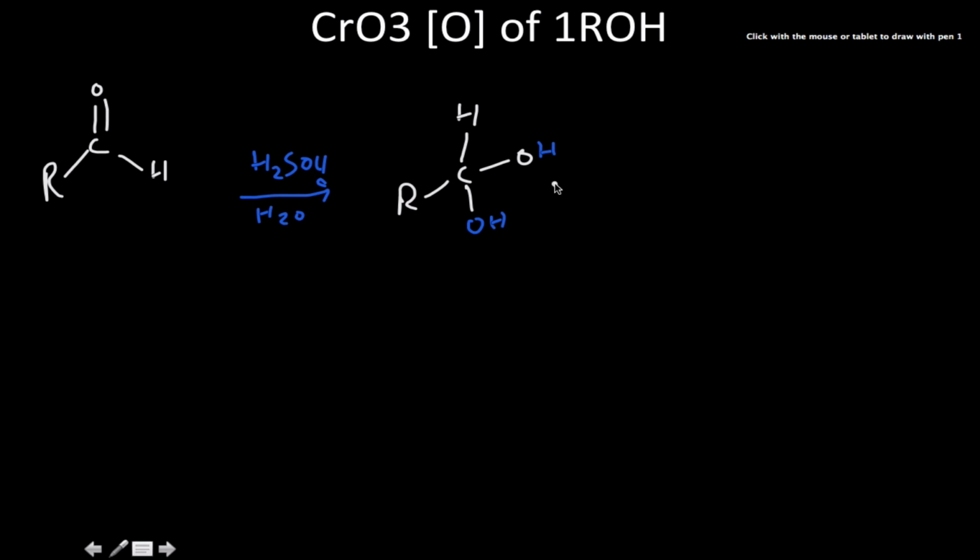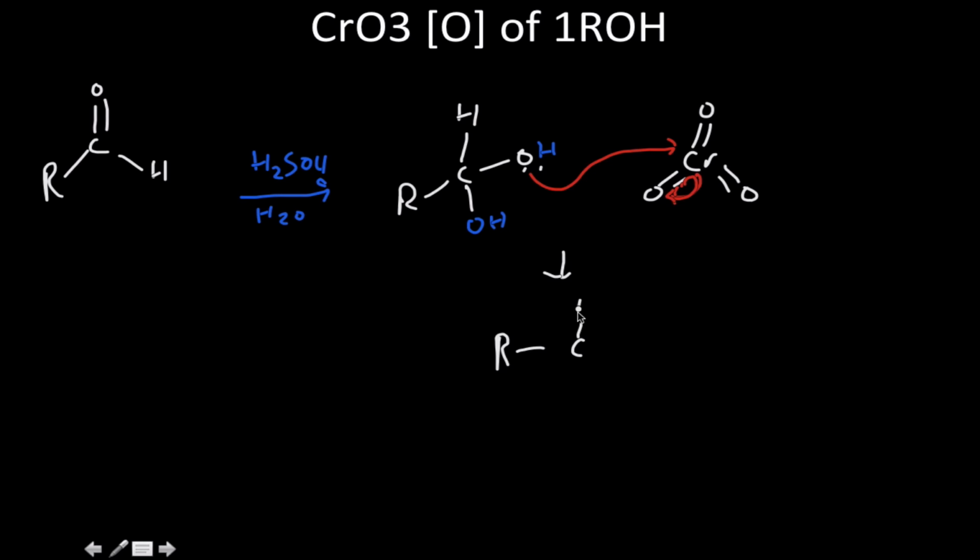This hydrate, though, is going to react with another chromate molecule, very much in the same way that any other alcohol, or the first alcohol did. Lone pairs go here, and that goes there, from the pi bond to the oxygen. Probably not the best of drawings, but who cares. Carbon there, hydrogen there, OH there, O plus hydrogen, Cr, O, O, O minus.